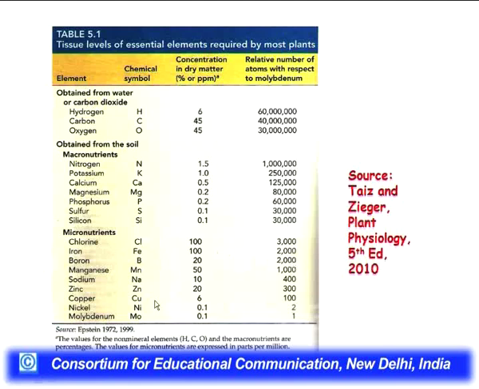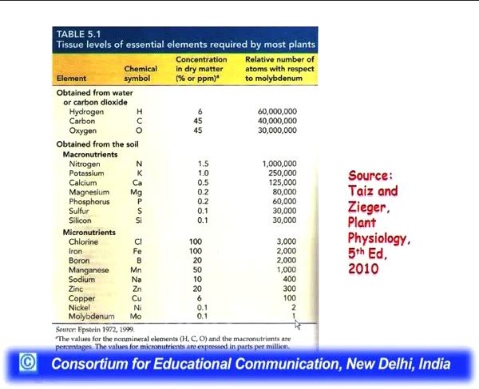And the middle column is the relative amount present in the plant. But very interestingly, you can see the rightmost column. These elements are arranged according to the abundance present in a plant. The lowest one is molybdenum.